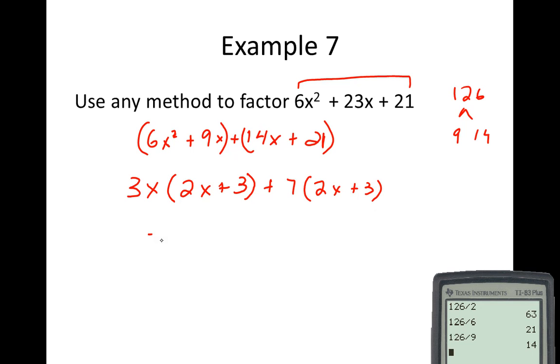So I can pull out my common factor of 2x plus 3. And what will I have left? 3x plus 7. This is one I would definitely check out if I were you. 6x squared plus 14x plus 9x. There we go, plus 21.